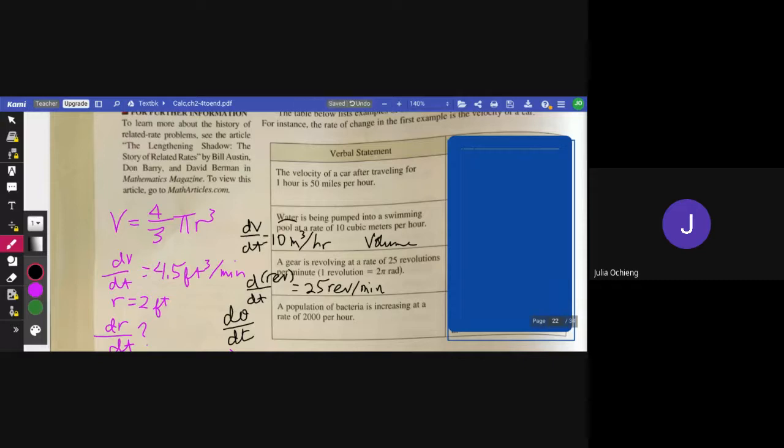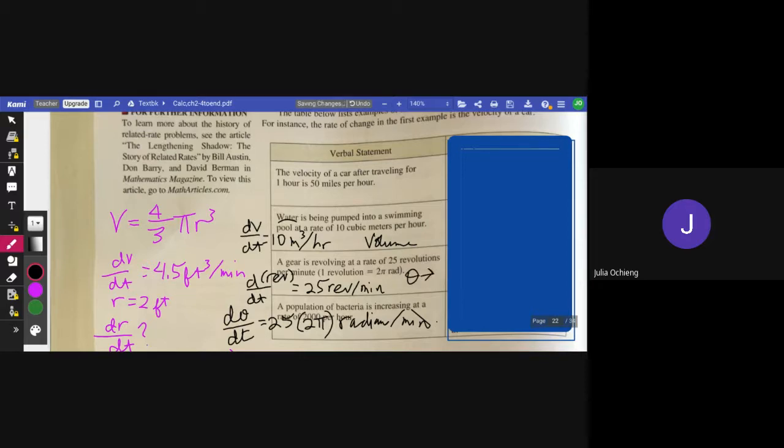So the change of the angle over time is going to be 25 revolutions per minute. But in terms of angles, that would be 25 times 2 pi, because every revolution you go around 2 pi radians. So 25 times 2 pi radians per minute would be your rate of change. So you are looking for an equation in terms of theta, the angle of revolution.